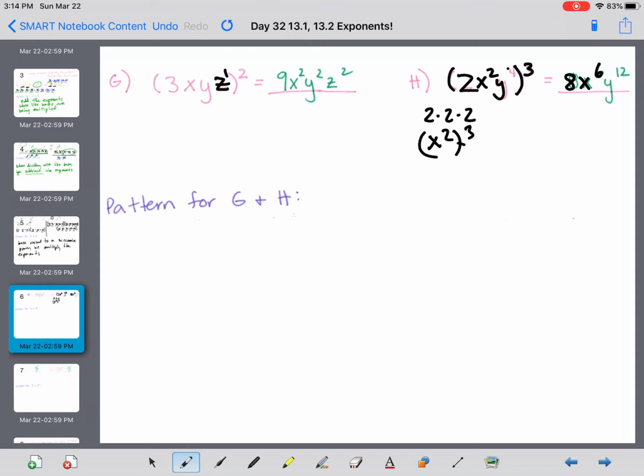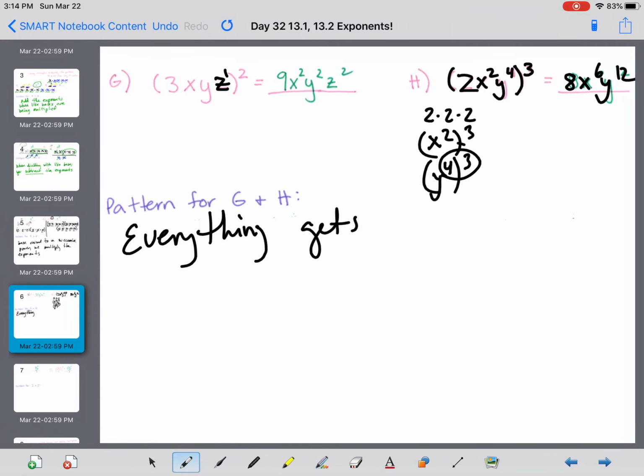And then for the y, we'd have successive powers here again. So y to the fourth raised to the third. 4 times 3 gives me 12. So there's my y to the 12th. Okay, so my pattern here, or what I could say for G and H, is every term, or everything maybe, we'll just keep it generic, everything gets raised to the exponent.